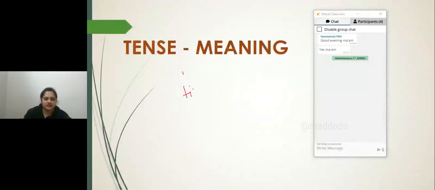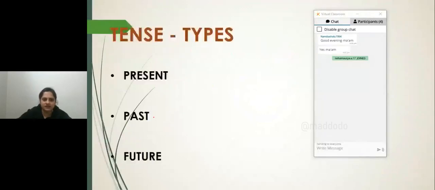Now, tense means time. What are the basic types? You all know: present, past, and future. Now under these we have four types. What are those? Can you tell me? So 3 into 4, we have a total of 12 types, right? If you individually read about these, we have 12 types. Some are more frequently used as compared to the others, but we know we have four types. Now guys, what are the types?